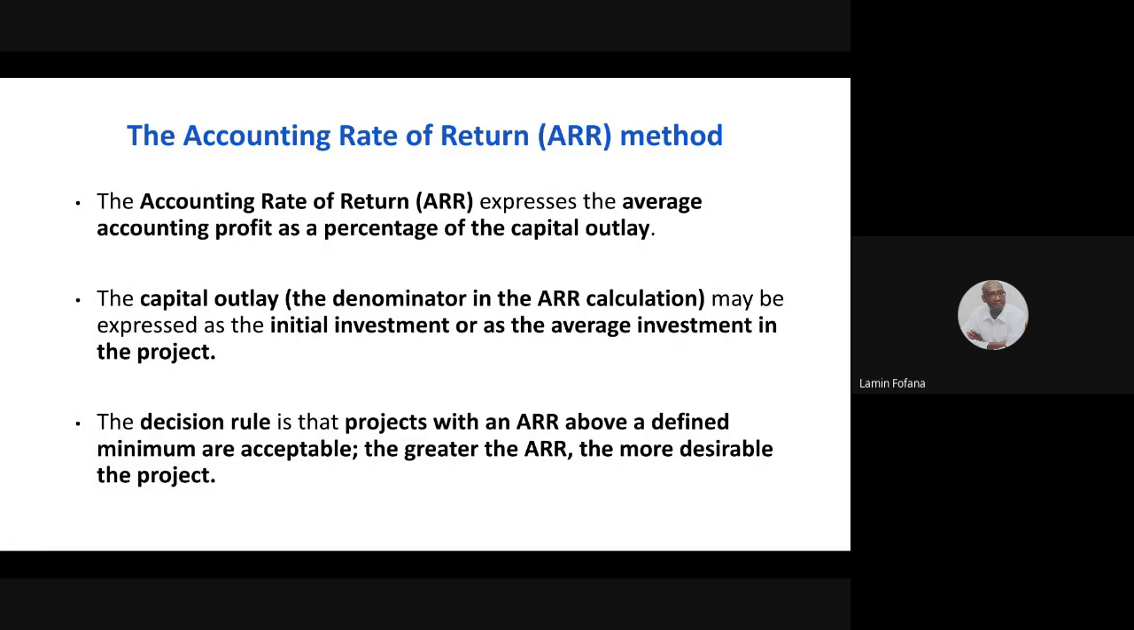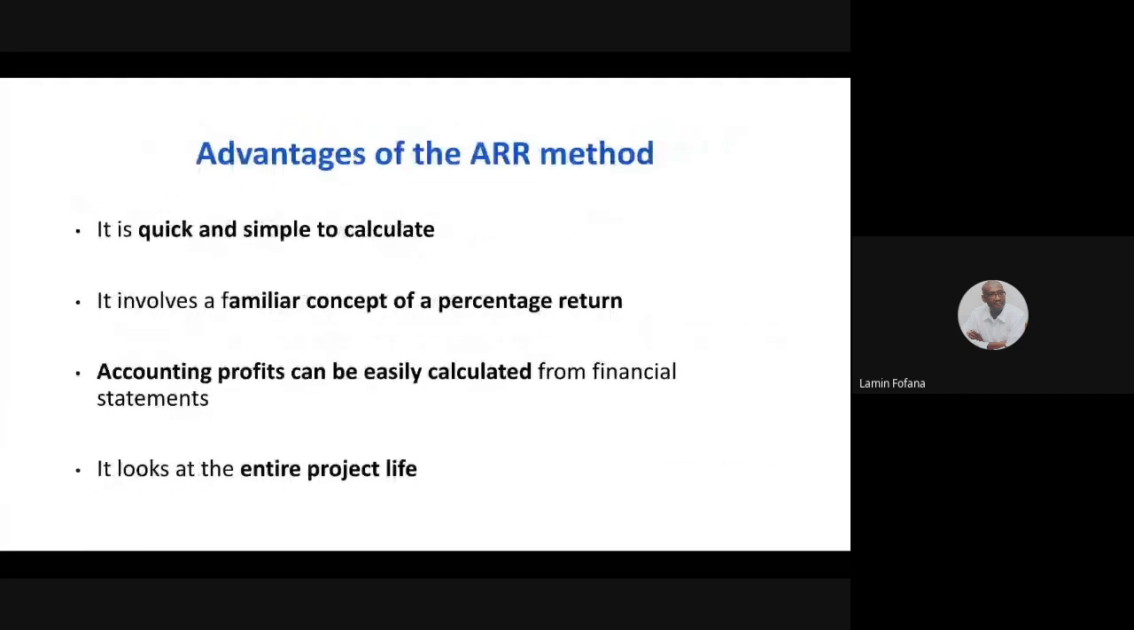So what decision rule do we have to advise? The decision rule is that projects with an accounting rate of return above a defined minimum are acceptable. For example, if the organization's policy is they don't implement projects that are below 25% ARR, that means if any project hits 25% and more, the project will be acceptable. So that's the decision rule.